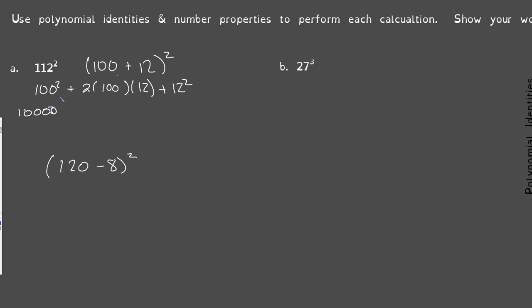So 1 with double the zeros, because 1 squared is 1. 200 times 12, 2,400, plus 144. So that's 44. 1 plus 4 is 5. And then 12.